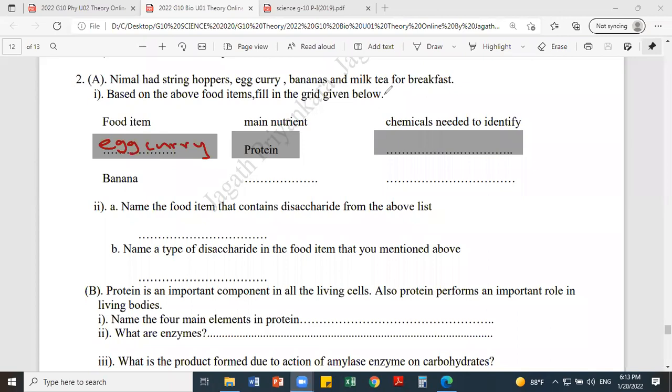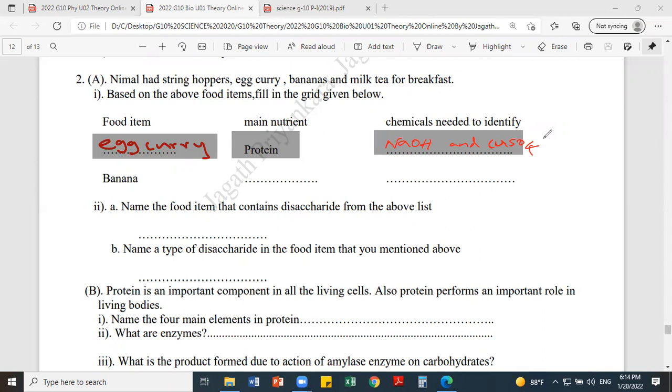Okay, write the answer. Those who are done, you can mark the answer with the red pen. I'll write here the formulas: NaOH, sodium hydroxide, and CuSO4, copper sulfate. So these are the two chemicals that are used to identify protein present in a food sample. If you want, you can write the answer in words, no problem. But you can write the answer using these formulas also, right?